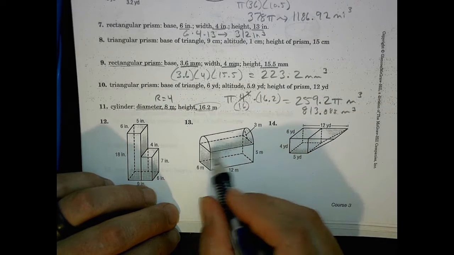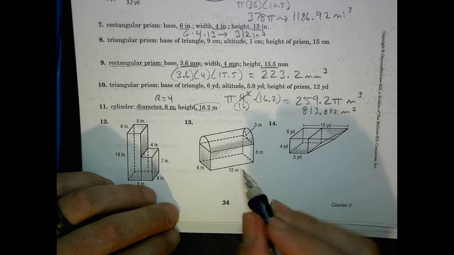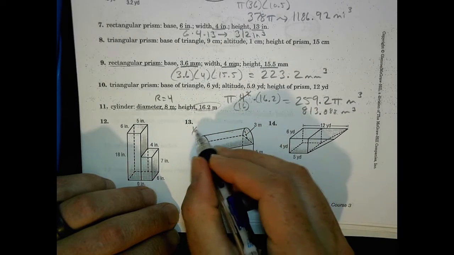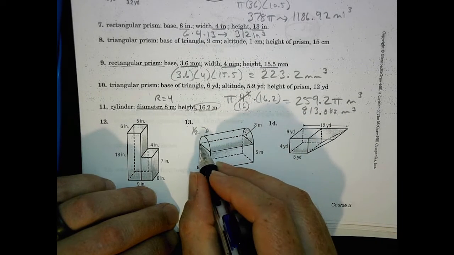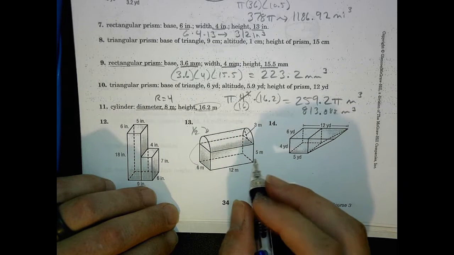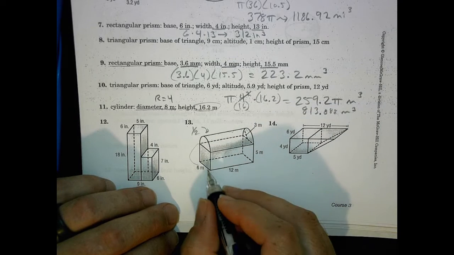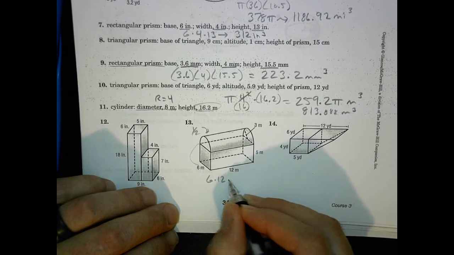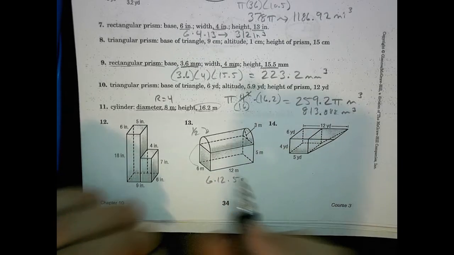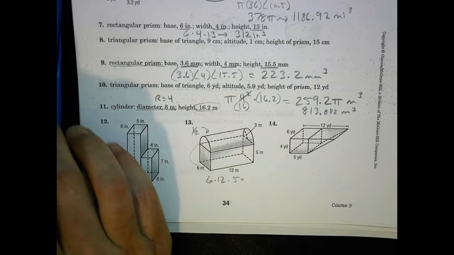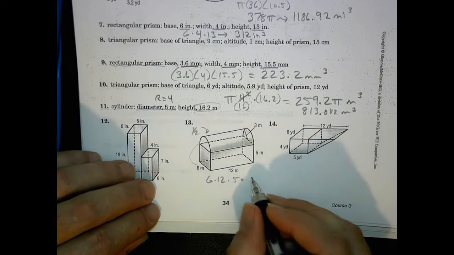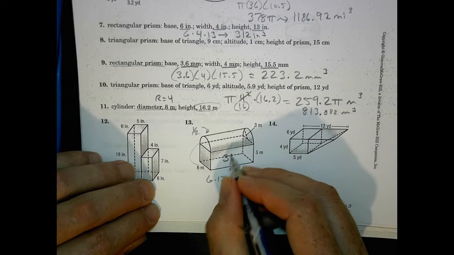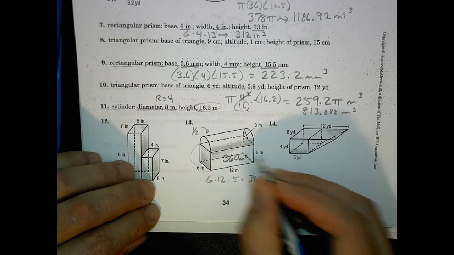For our last one, we have a composite figure, which means we have two shapes here. We have the cylinder, but we really have half of a cylinder right here, and we have this rectangular prism right there as well. So first of all, for the prism, I have 6 times 12 for my base times the overall height, which is 5. So that first part is 6 times 12 times 5 equals 360. So this rectangular prism has a volume of 360 meters cubed.